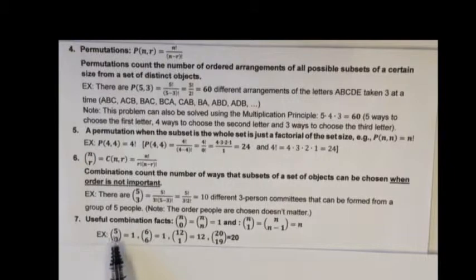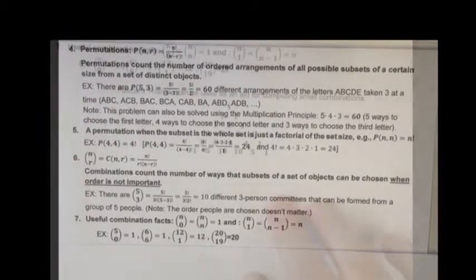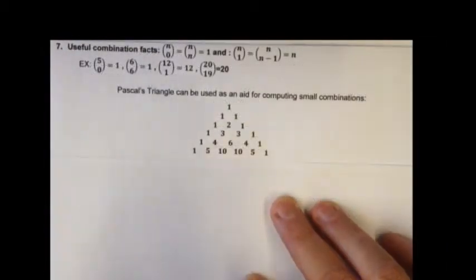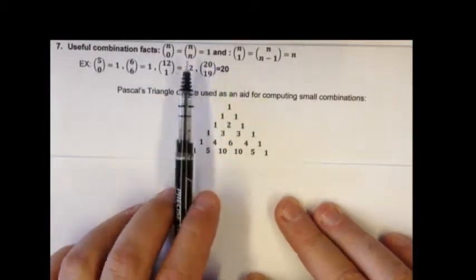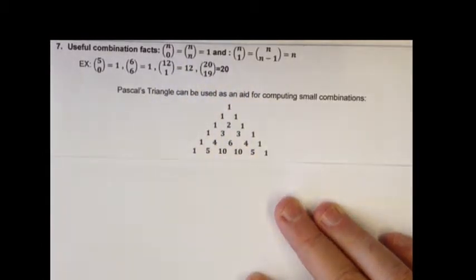For example, if I take 5 choose 0, a combination of 5 things 0 at a time, it'll always come out to be 1 no matter what that number is, whether it's 5 or 50. And when the numbers match, you're always going to get 1. And no matter what the top number is, if the bottom number is 1, the top number will be the answer. And if the bottom number is 1 less than the top number, the answer will always be the top number.